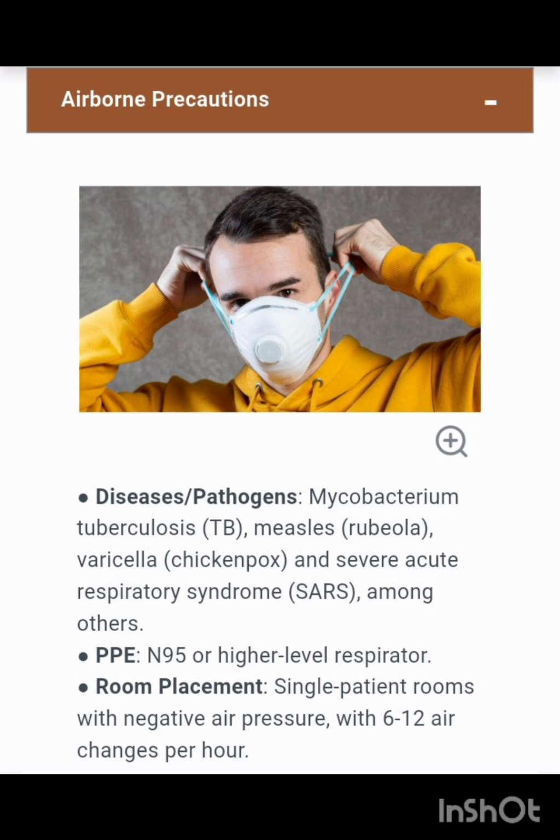For diseases or pathogens like Mycobacterium tuberculosis, measles or rubella, varicella or chickenpox, and severe acute respiratory syndrome, among others. The PPE to be used should be an N95 or higher-level respirator. Room placement should be single patient rooms with negative air pressure with 6 to 12 air changes per hour.